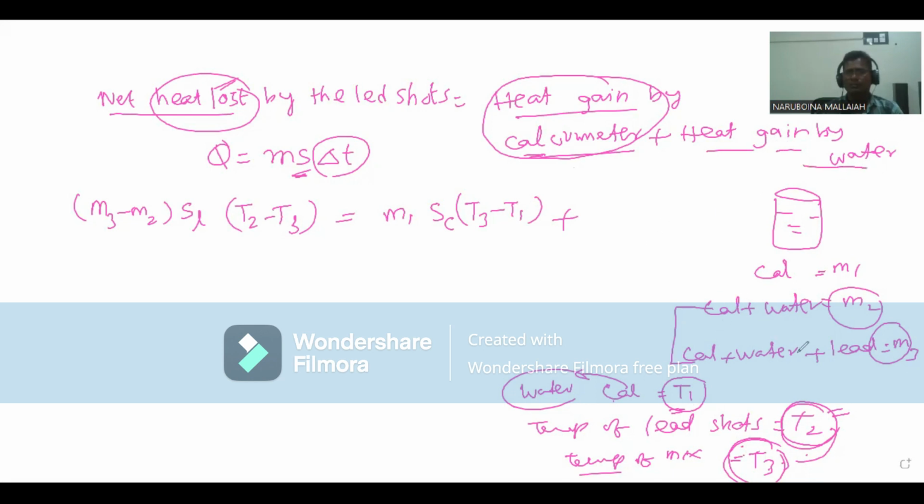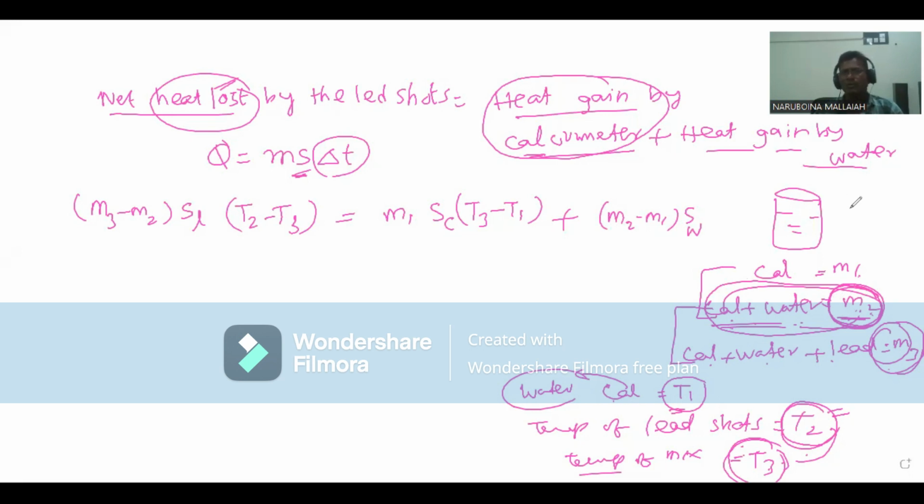So mass of the water. See here, calorimeter plus water is M2. We need only the water mass, right? So we have to subtract. Mass of the calorimeter is M1. Mass of the calorimeter plus water is M2. From these two, we can find only the mass of the water. That is M2 minus M1. So here I am writing M2 minus M1. This gives us the mass of the water. Then specific heat of the water is SW.